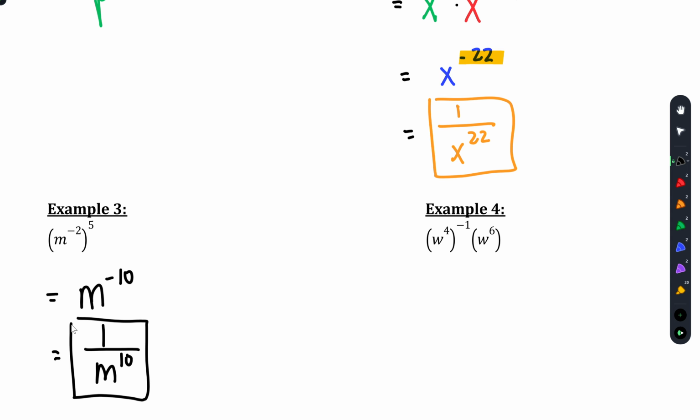Example 4, that negative 1 power is only talking about what is immediately to the left of it, so that w to the fourth to the negative first becomes w to the negative fourth, and then nothing happens to that w to the sixth. It's just w to the sixth. What do I have to do to this to simplify? Add the exponents together, we get w to the second. Any questions on this page? Flip it over.